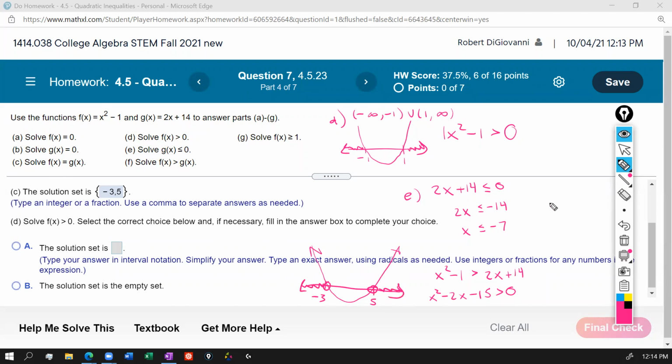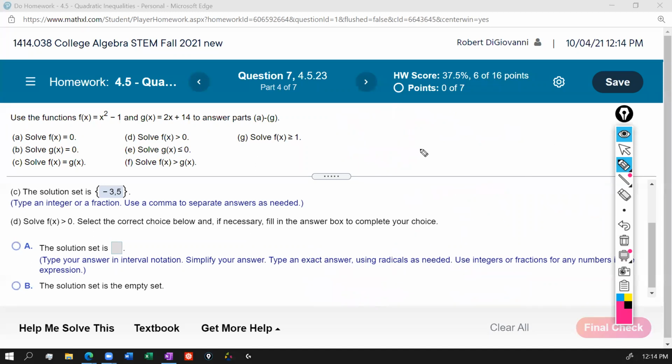Oh, I should have put here x is less than or equal to negative 7. I should have put negative infinity to negative 7 like that with the bracket on the 7. It's everything to the left of negative 7, including negative 7. And then this piece right here, negative infinity to negative 3, don't include negative 3, union 5 to infinity. All right, I'm not going to type those answers in. I feel good about them.